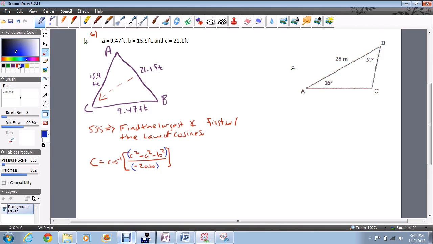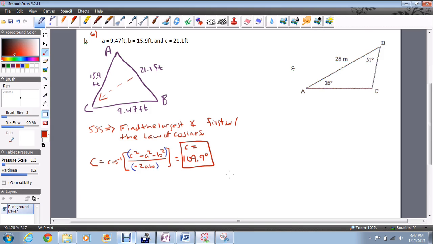Okay, so moving on, I'm going to go ahead and substitute my values in for C, A, and B, which I already have in the diagram here. That's just all the sides. When I do that, I get an angle of 109.9 degrees. So angle C, I just kind of boxed it in all together, is 109.9 degrees.